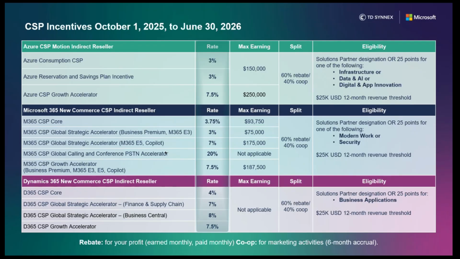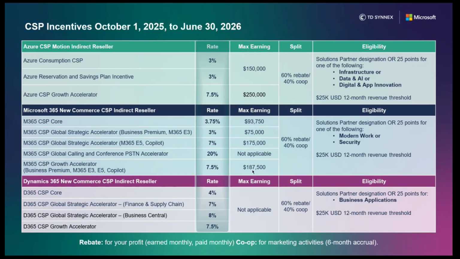All right, and then the last one here is that growth accelerator. So you're going to earn 7.5%. Again, this will be on any incremental growth year over year at the customer tenant level.